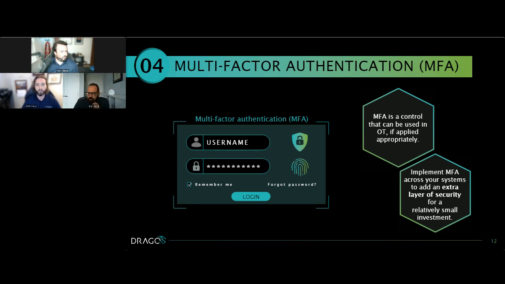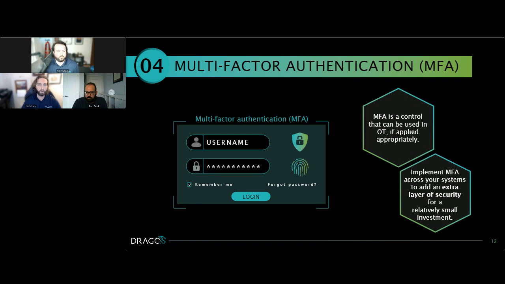And so multi-factor authentication isn't going to be appropriate in all contexts, but for an operational technology network, having multi-factor authentication for any type of remote access into that network is going to be an appropriate application of this control.